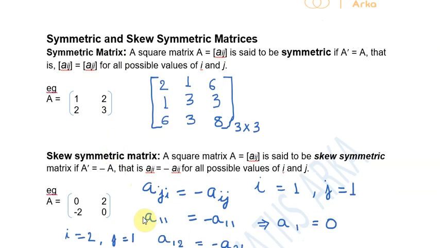For a symmetric matrix, the diagonal elements could be anything, but the non-diagonal elements are the same. Suppose we consider the diagonal as a mirror, then whatever is the non-diagonal element should have the same image on the other side as well.